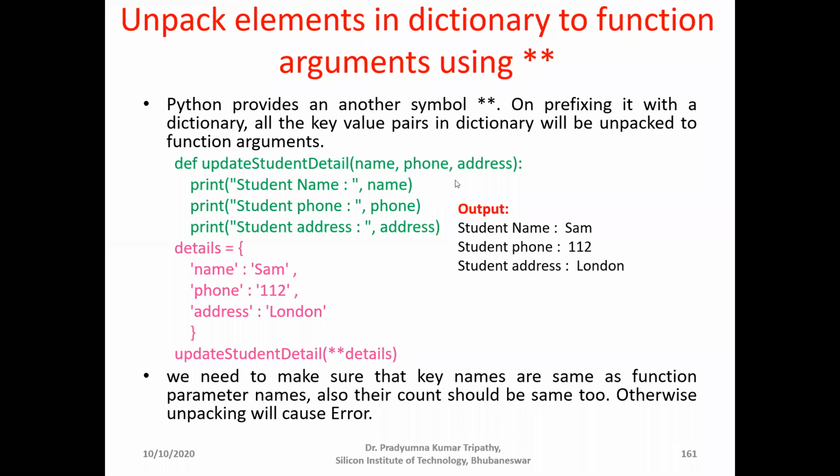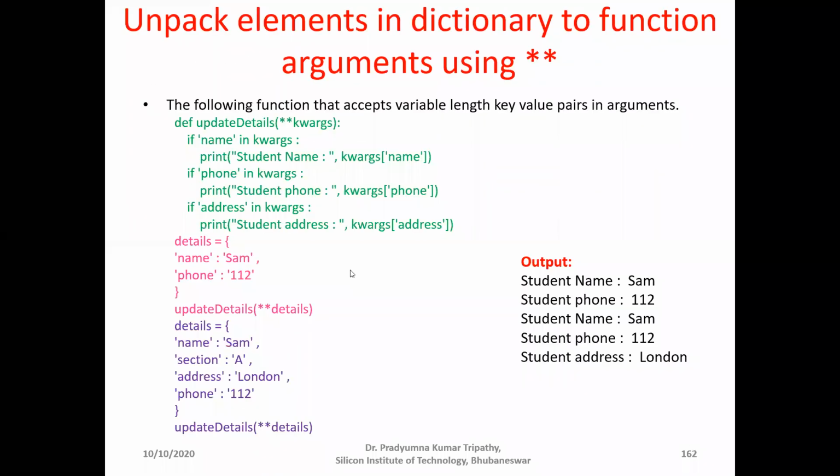If you are using this double star, then sir, we can interchange the arguments. Yes, that is name, phone, and address. Yes, because the order doesn't matter. But the name, phone, and address has to be there. Yes, sir, got it. Okay.